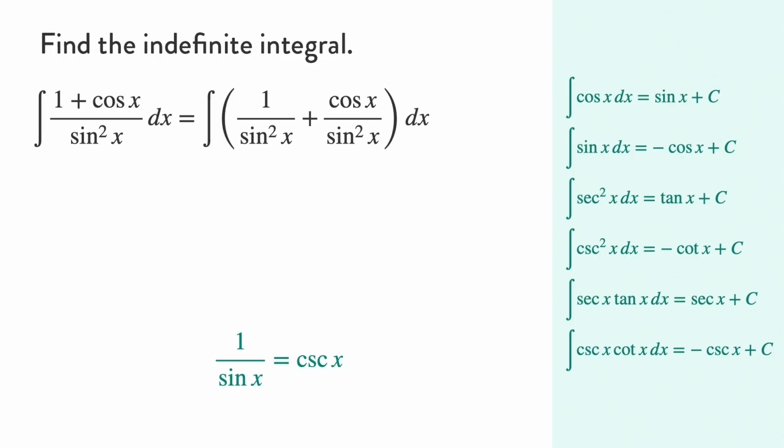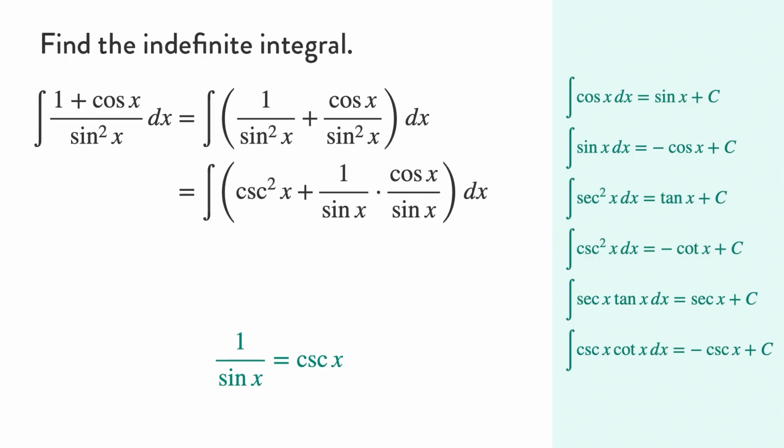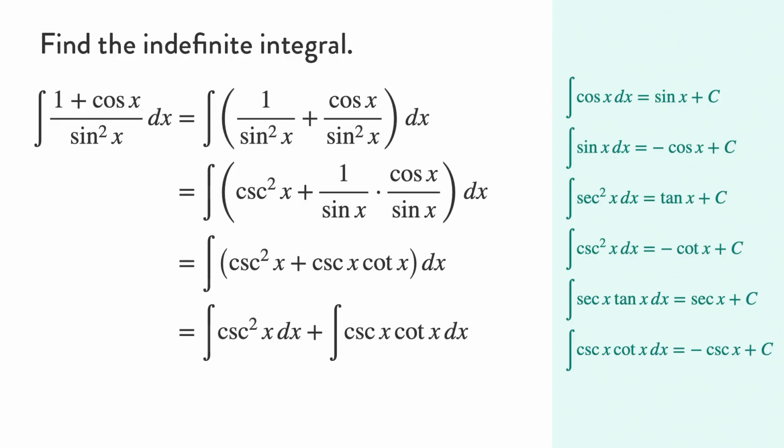We can use a reciprocal identity to rewrite the first term as the cosecant of x squared. For the second term, it might be easier to split the sine of x squared into the sine of x times the sine of x. Yes, now I can see that 1 over the sine of x is just the cosecant of x, and the cosine of x over the sine of x is the cotangent of x. Now we have 2 terms that are in the same forms as 2 of our integral formulas. We can integrate each term separately.